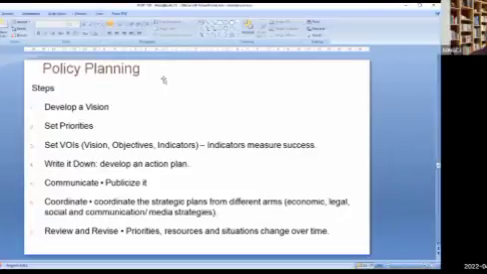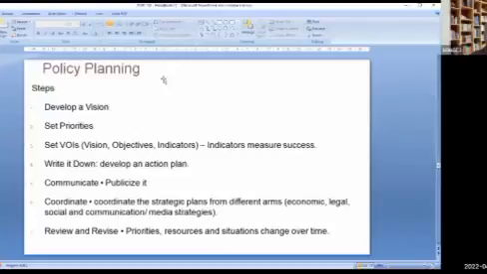This is not only for government, as we talk about it now, but this will also help our personal life, to help our personal effectiveness in whatever we do. So then communicate it in the context of governance. The plan must be communicated to those that will implement it, to publicize it. Coordinate the strategic plans from different arms, economic, legal, social, communication, and media strategies to be put in place to help achieve this plan. And then review and revise.